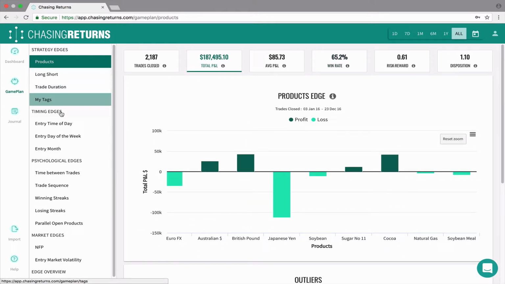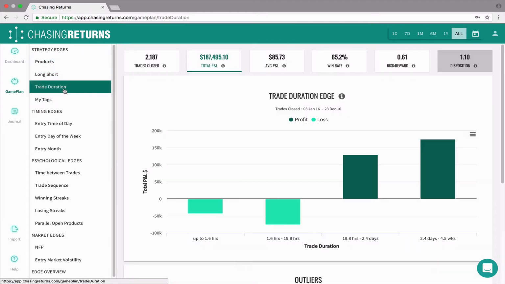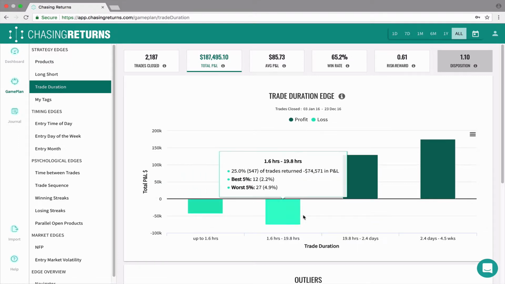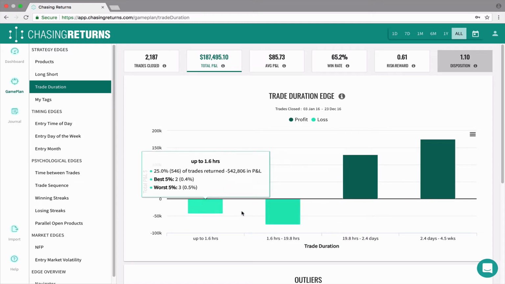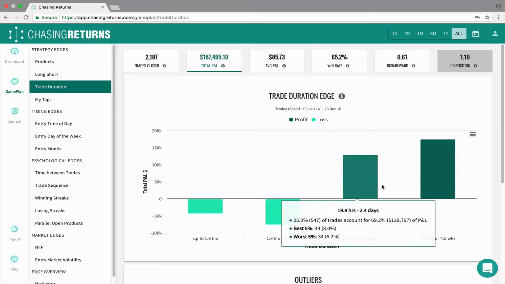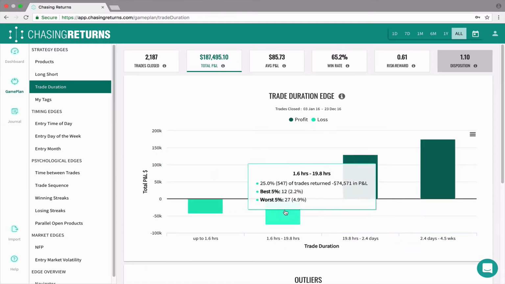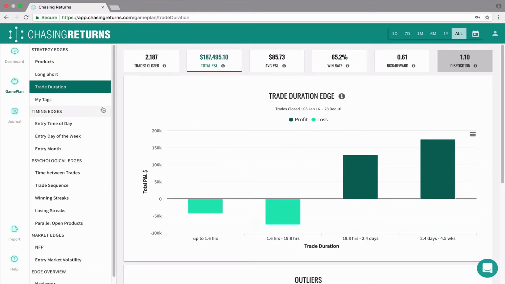Now, in the interest of time, I'm going to skip through really quickly, explain what it is, but not really walk you through them. So trade duration refers to how long you're spending in the trades. This is a very healthy chart where you want the losing trades to be cut at the beginning and you want the longer held trades to be successful. And we see that's actually quite positive for this trader.